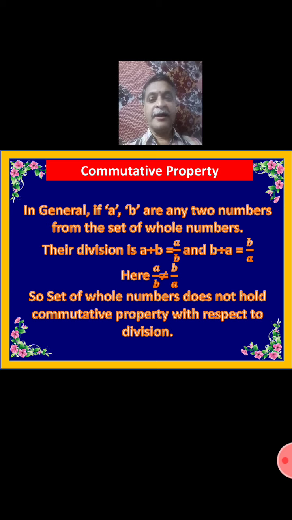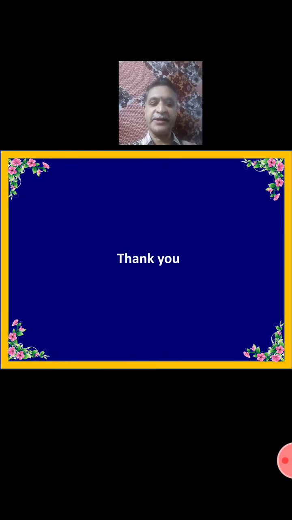So children, in the last class we learned about closure property. Now it is commutative property. In the next class we shall continue with another property. Thank you.